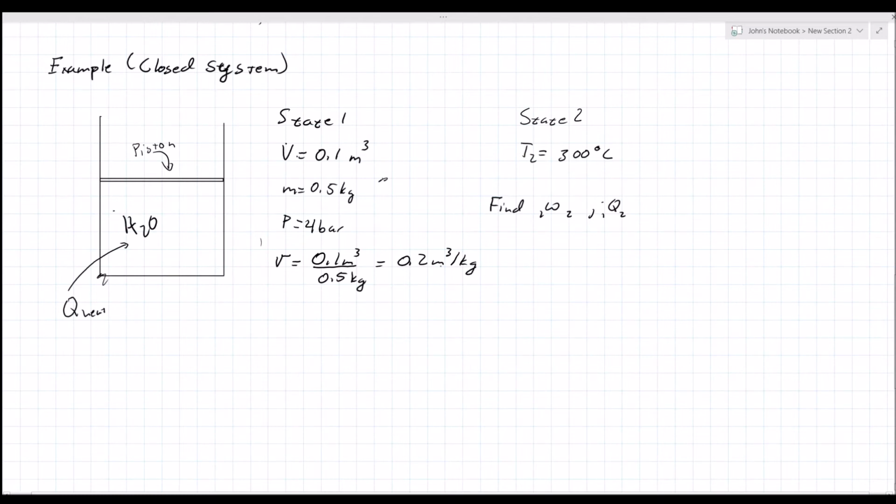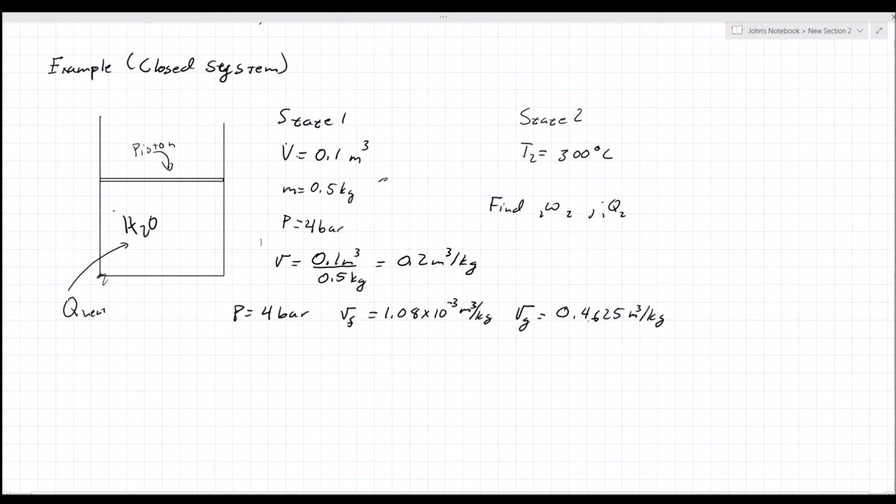Now, unfortunately, I was not able to pull up a table for this computer, but I found one on paper where when the pressure of water is equal to 4 bar, the specific volume of the saturated liquid is 1.08 times 10 to the negative 3 meters cubed per kilogram, and the specific volume of the vapor is equal to 0.4625 meters cubed per kilogram.